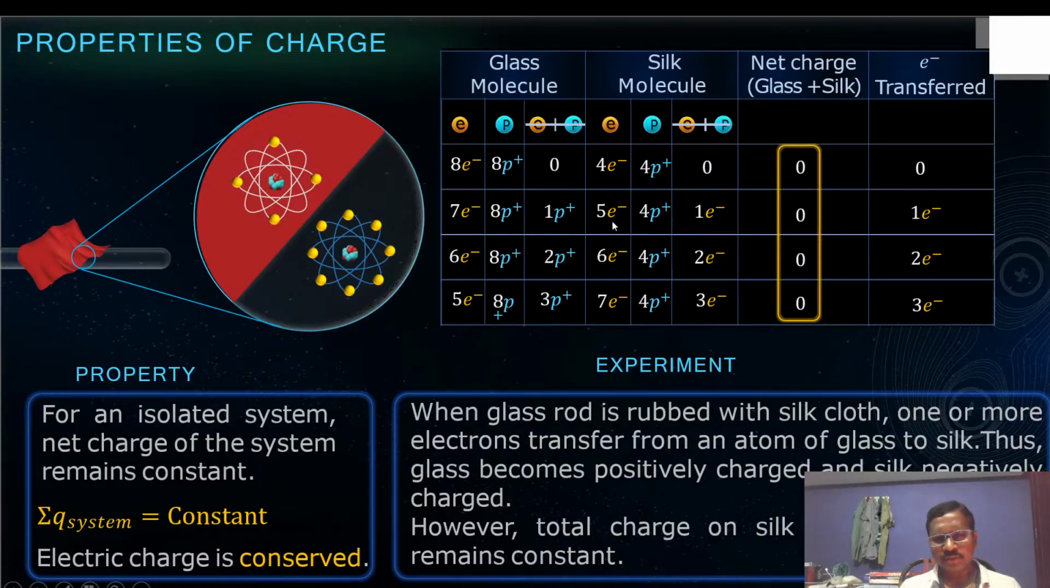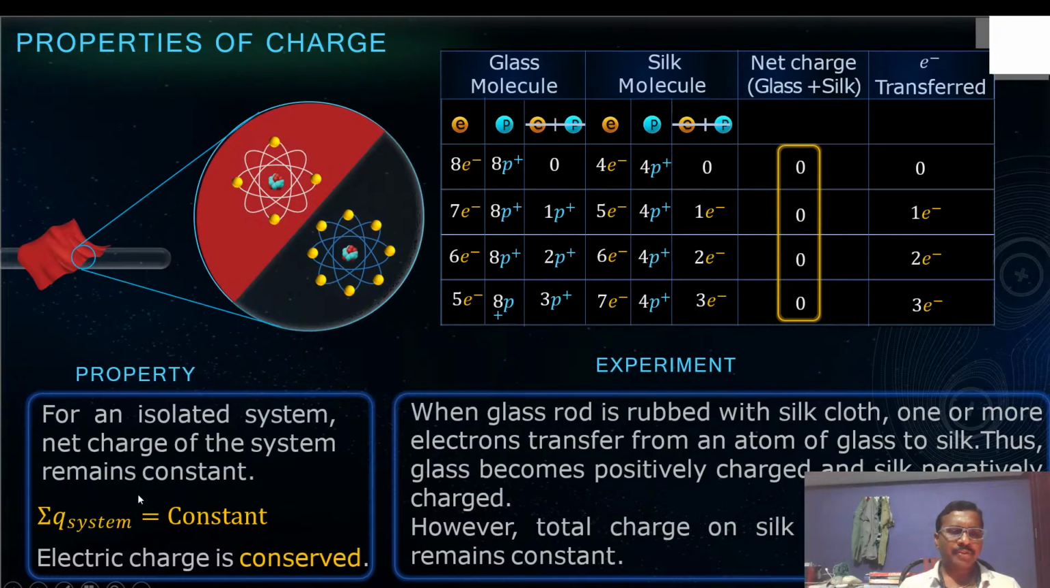Next, initially 4 electrons, 4 protons, one extra electron is added here. So that's why one extra negative charge is there. That means the silk cloth becomes a negatively charged cloth, the glass rod becomes a positively charged rod. So this is the way the silk cloth becomes negatively charged and the glass positively charged. Then one electron, two electrons, three electrons, like that. First case it is transferred, second case transferred, third case transferred, like this.